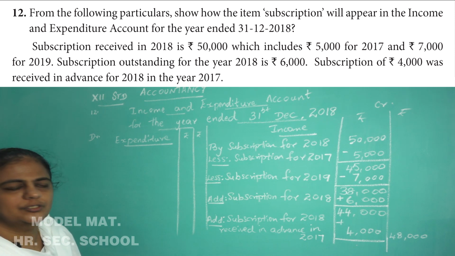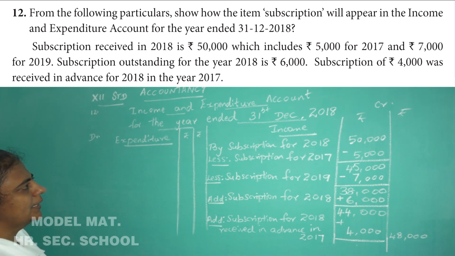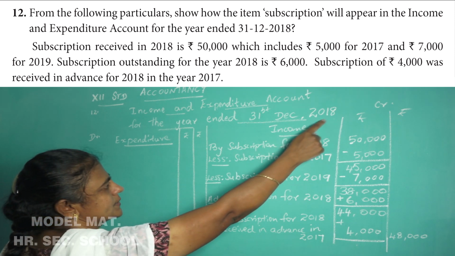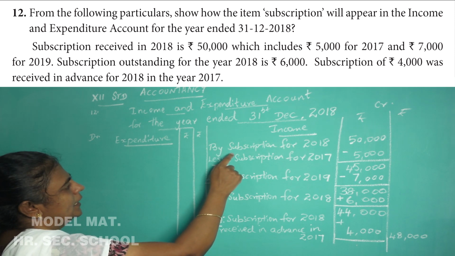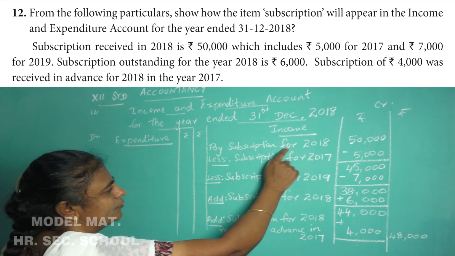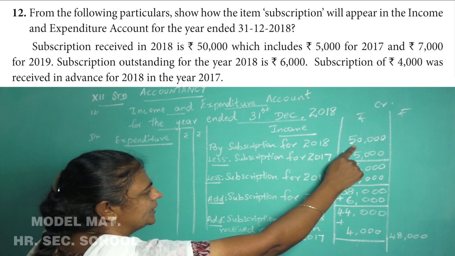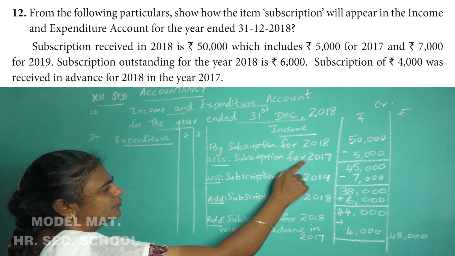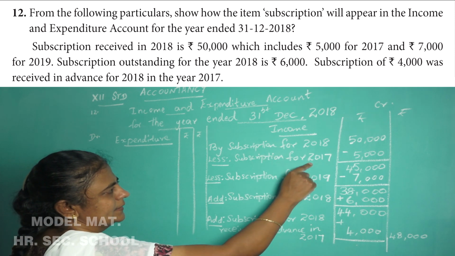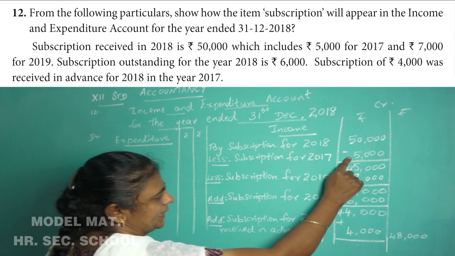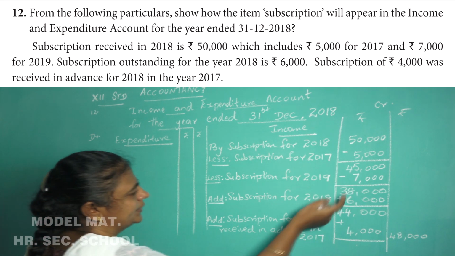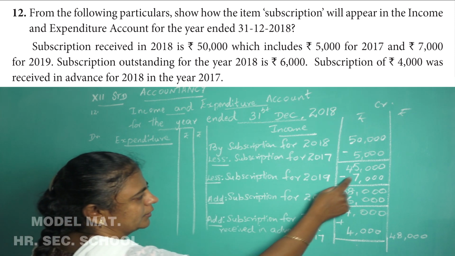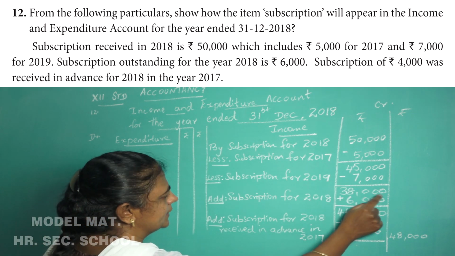Is it clear? Understood, children? So what you have to do? You have to show the income from subscription for the current year 2018. So see the question. Total amount of subscription received for 2018 is 50,000. Okay. In that, subscription for 2017, last year we don't want, subtract, you got 45,000. Again for 2019, that is next year, that also I don't want, so again subtract, you got 38,000.